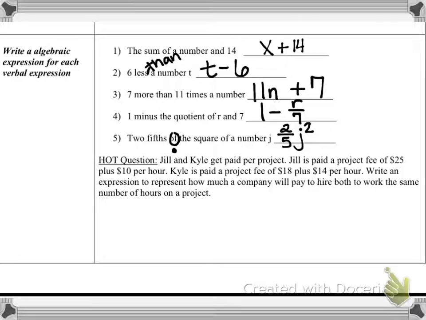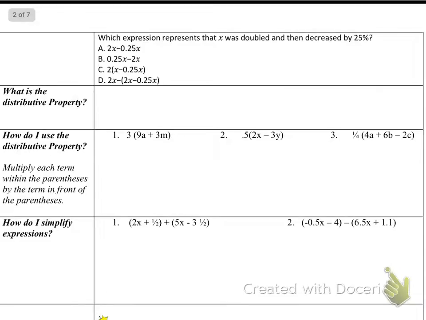I'm going to let you do the hot question on your own if you can, and we will go over it in class. All right, this problem up here at the top, we are also going to cover in class. So we're going to go straight on to what is the distributive property.